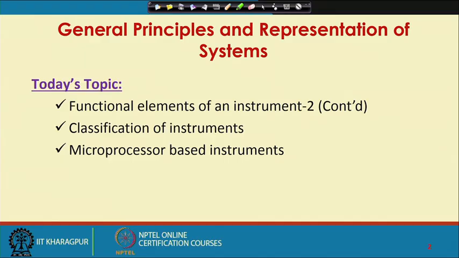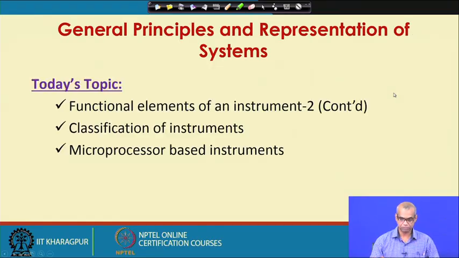So, today's topic, we will take one more example of functional elements. Then we will talk about various classifications of instruments and we will briefly touch upon microprocessor based instruments.